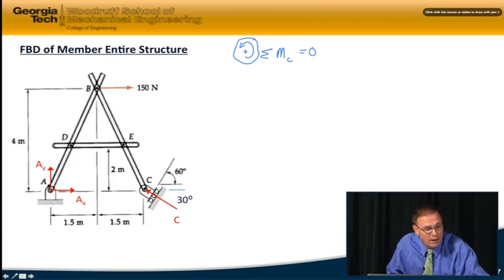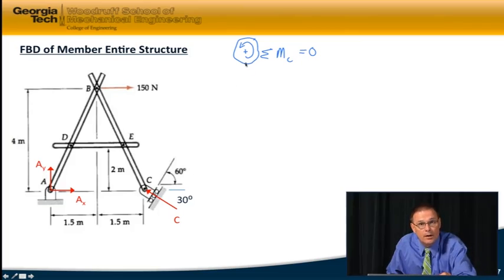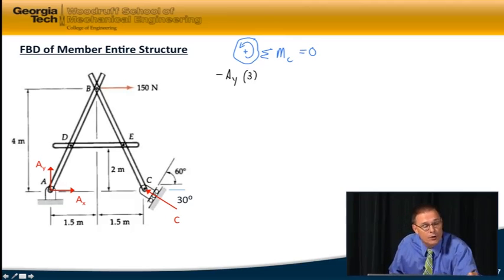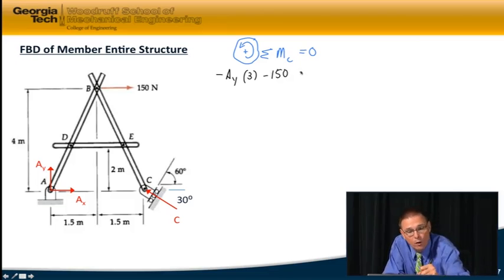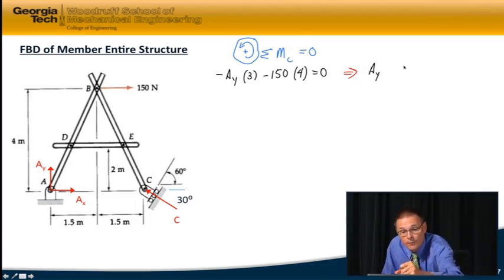That's a good thing. So I have AY causes a clockwise moment about point C. My sign convention is counterclockwise positive, so that's going to be minus AY times its moment arm. The perpendicular distance between the line of action of AY and C is 3. And then I have this 150 Newton force, which is also going to cause a clockwise rotation, so it's negative 150 times its moment arm, which is 4, equals 0. And so I end up with AY equals minus 200.